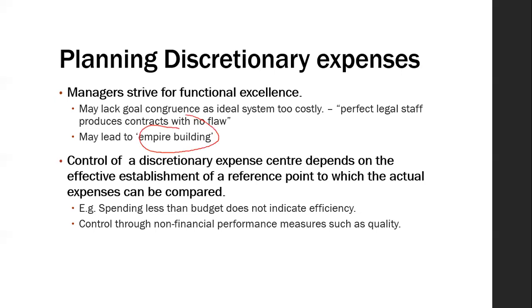Empire building, meaning just making their organization bigger. Just like the legal staff example that I have. Maybe 10 lawyers is okay. But if you want the contract to be perfect, 20 lawyers. But the incremental benefit of doubling your legal staff, maybe there's not much anymore. So it's no longer goal congruent. Okay? Also, the control of a discretionary expense center depends on the effective establishment of a reference point.